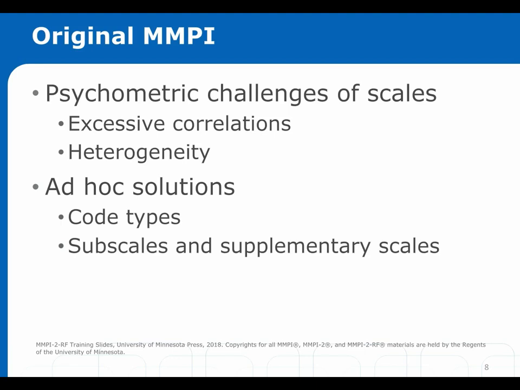The second approach was to develop scales using the MMPI item pool intended to assess more narrow constructs than those assessed by the clinical scales. These scale development efforts included both the development of subscales that assess specific facets of the clinical scales, as well as supplementary scales that were primarily intended to assess constructs not assessed by the clinical scales.